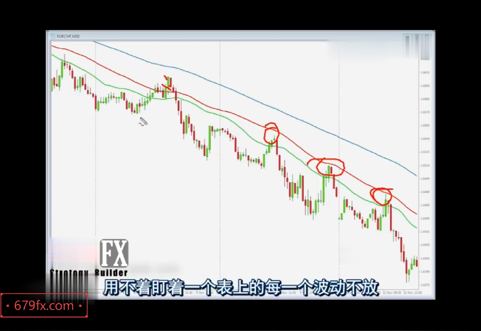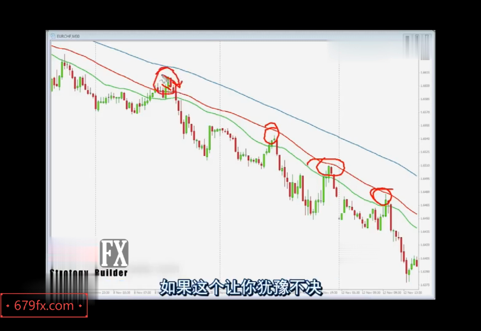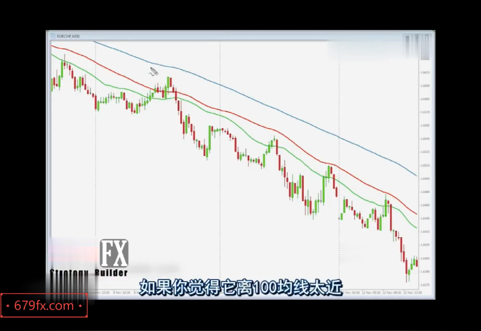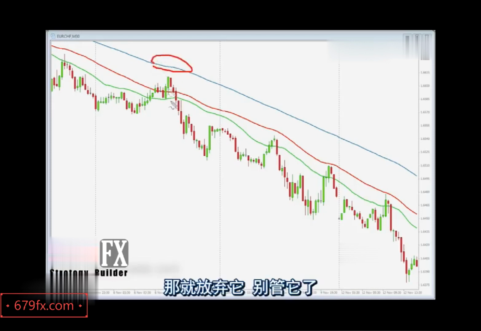So, like I said, relax. Don't try to squeeze every single swing. If this one smelled fishy because the pullback carried too much momentum, too much strength, and got in the nearabouts of the 100, just let it go. You will have more of them.